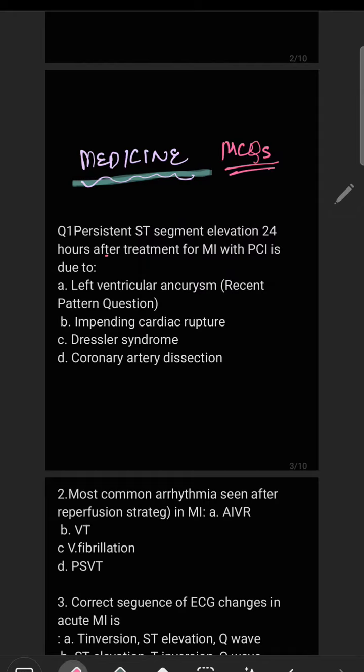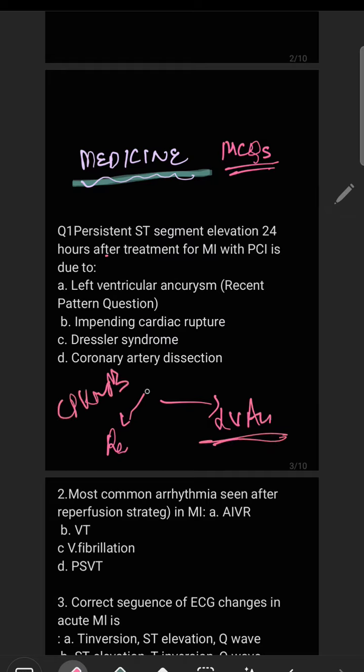Persistence of the ST elevation 24 hours after treatment for MI with the PCI can be due to rethrombosis or it can be due to left ventricular aneurysm. For that, we can go with the CPK-MB levels, in which we can see a rising trend in case of rethrombosis, or we can go with the echo, in which we can see wall motion abnormalities. So the answer to this question is option A.